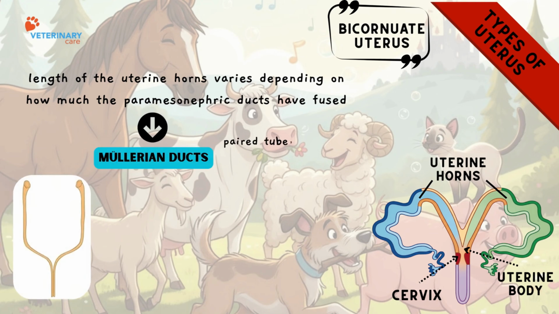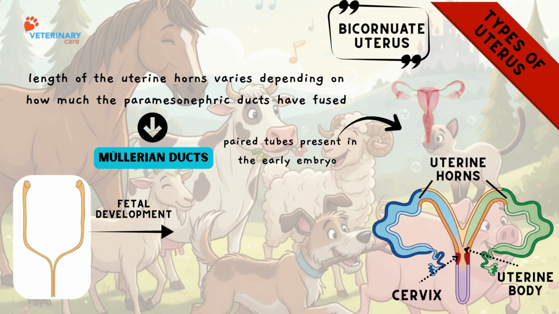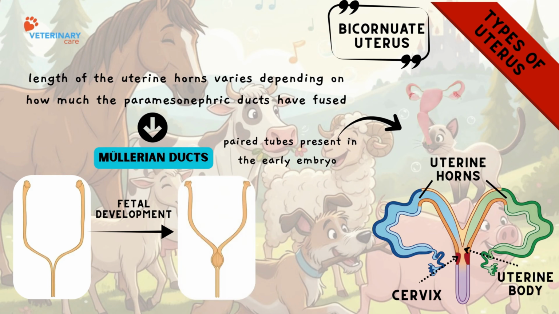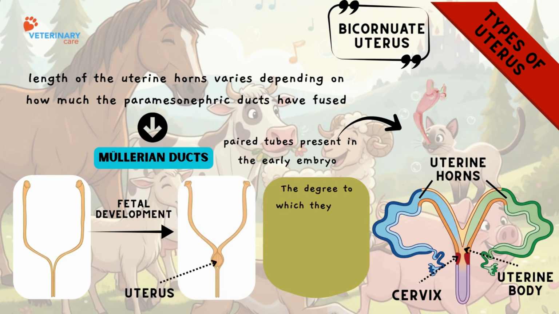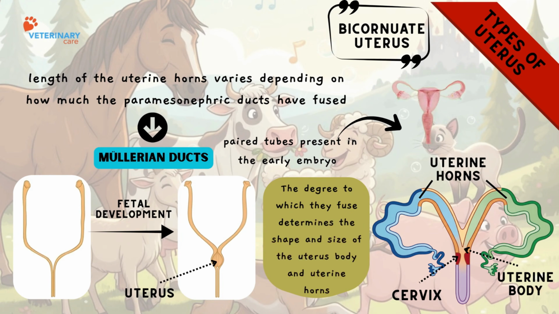These are paired tubes present in the early embryo that develop into important parts of the female reproductive system. During fetal development, these 2 ducts usually come together and fuse in the middle to form the uterus. The degree to which they fuse determines the shape and size of the uterus body and uterine horns.